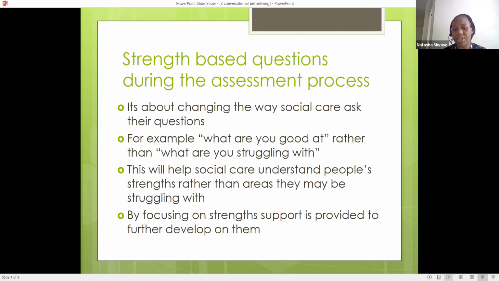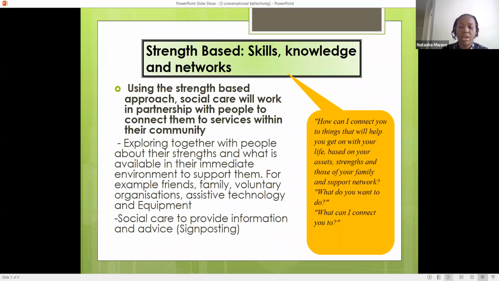And sometimes by talking and exchanging that information, it helps us explore and identify those strengths rather than identify the areas that somebody's struggling with. We are also focusing on supporting those strengths and further developing them so that the person maintains their independence and is empowered. Within the strength-based approach, we're looking at the person's skills, the knowledge that they have, and the networks that are around them.